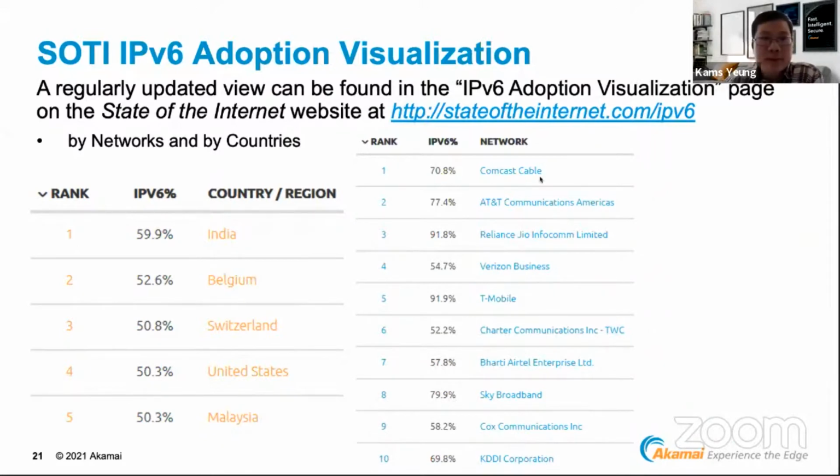And the next is we also collect data based on network operator. I don't spell out the names here, but you can see that a lot of them are US operators, and of course the India one, Jio, has almost 92% V6 users. And Japan also has 70% for KDDI.